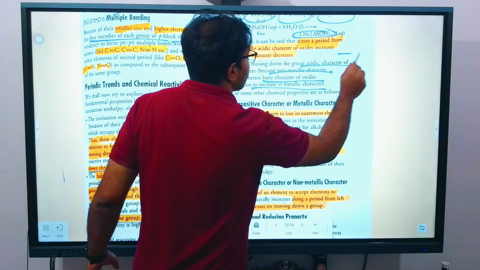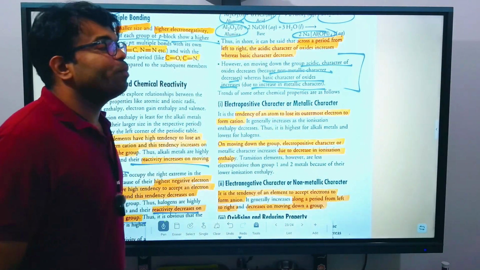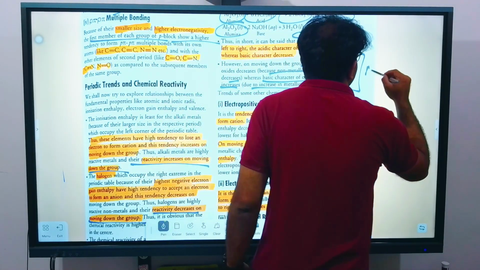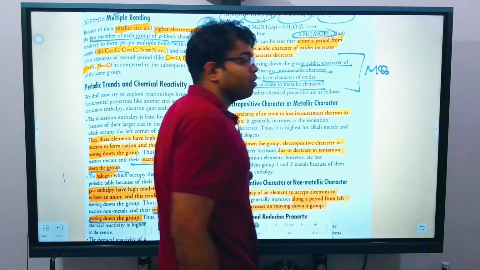Did you understand these four lines? This could be an MCQ. These four lines, I could make an MCQ from this.